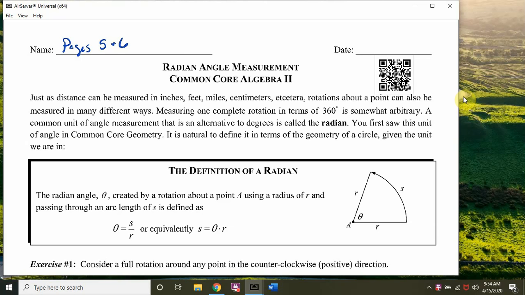Okay, welcome back. We'll take a look at pages 5 and 6, radian angle measurement. Okay, radian angles. They show up a lot, again, in pre-calc and calculus, so we want to get a sense of what radian angles are. Radians are just a different way of measuring an angle. So let's take a look.